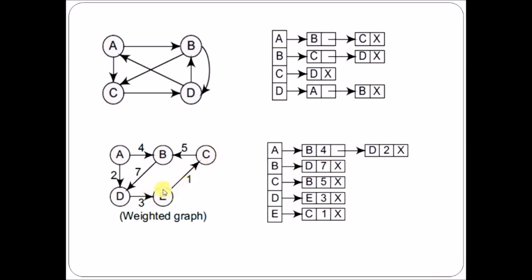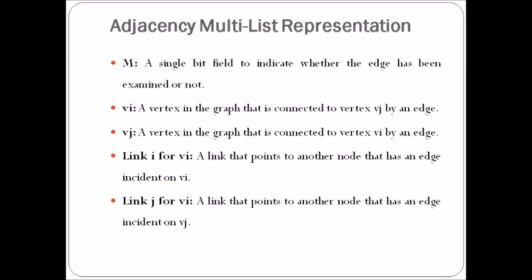Now let's take the third and last representation, that is the adjacency multi-list representation. In adjacency list representation we focus more and more on the vertex. In adjacency multi-list representation we are focusing on the edges. Now for a particular edge, the edge can be represented using the combination of these 5 different things.